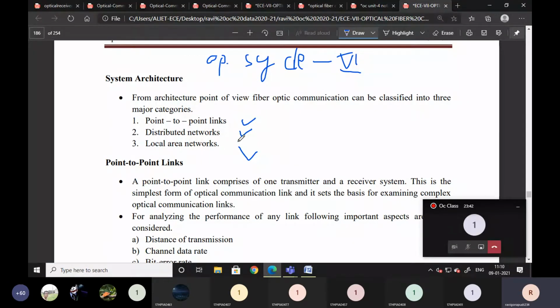This distributed networks, if it is essential we may discuss, otherwise not essential. And local area networks, so how we are going to launch into the LAN, that is a local area network. So this is the major one. In the system architecture we have point-to-point links, distributed networks, and LANs. So in this, the first one is point-to-point links.